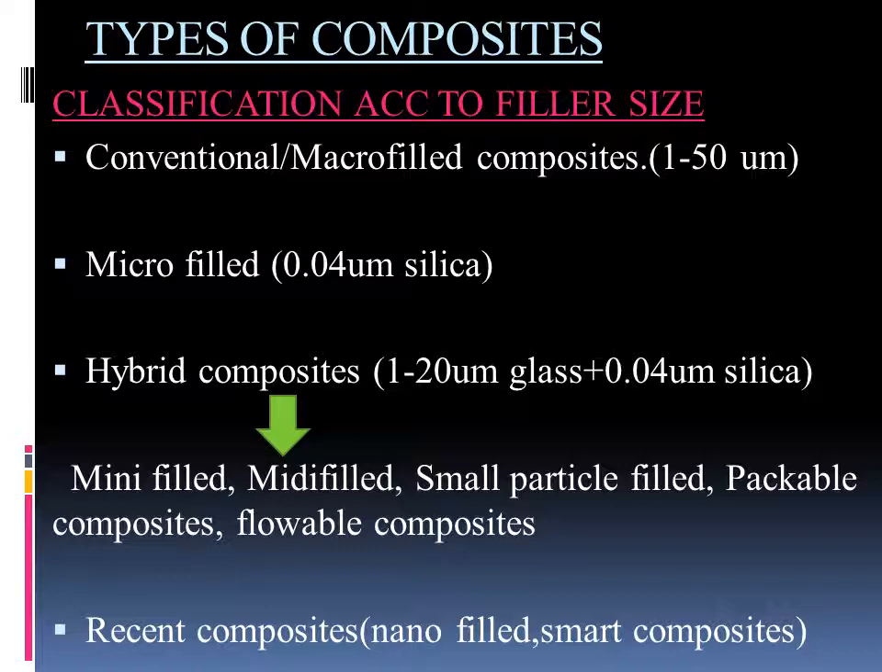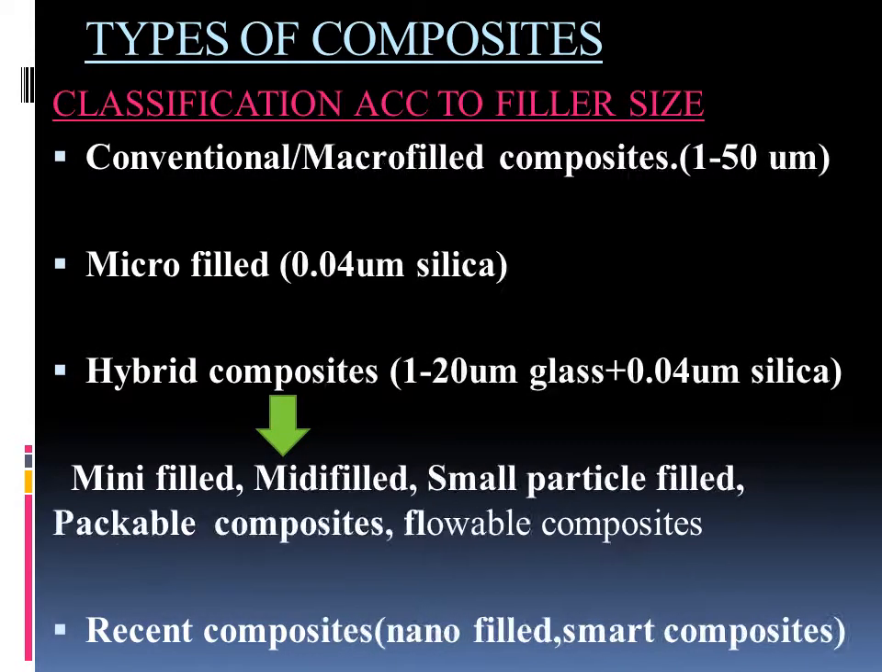Hybrid composites, basically there are many types of hybrid composites like mini fill, midi fill, small particle fill, packable, and flowable. And the recent composites are the nano filled and smart composites. So this is a simpler classification.